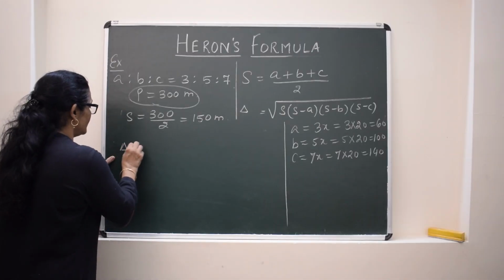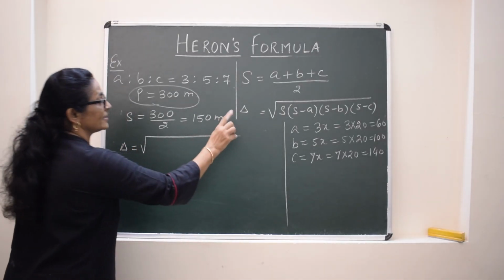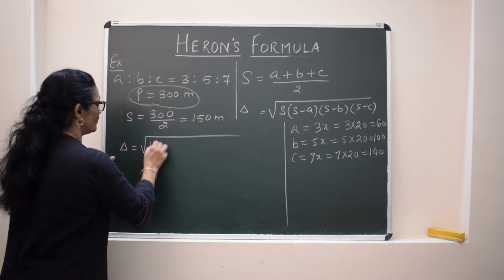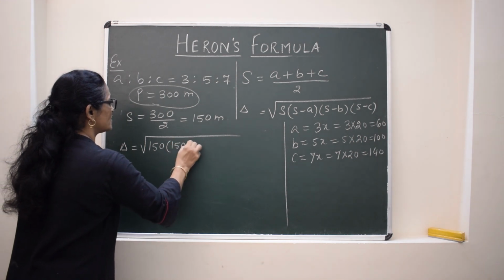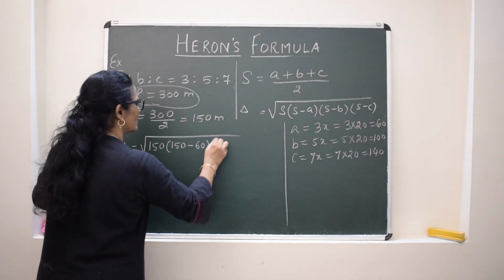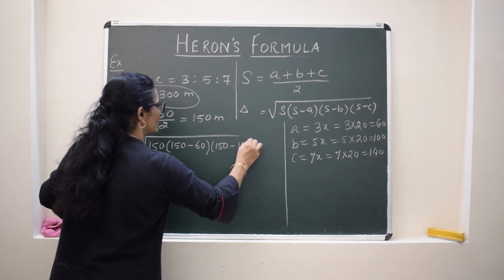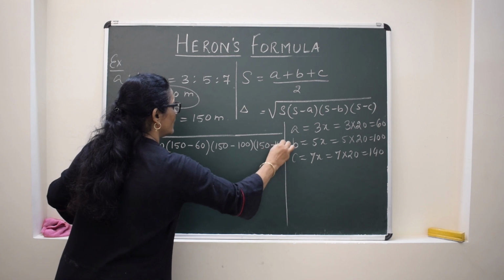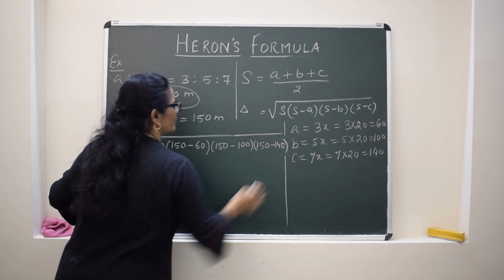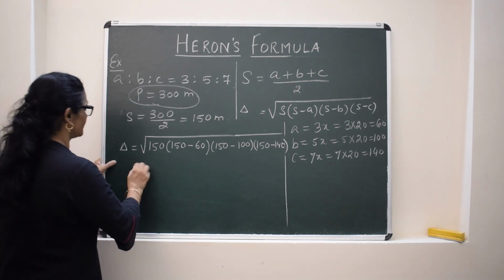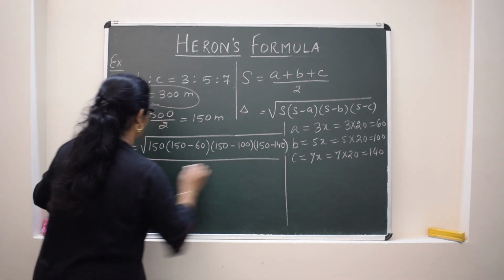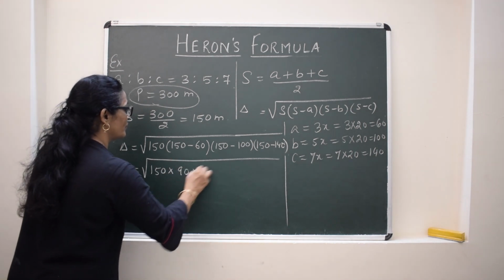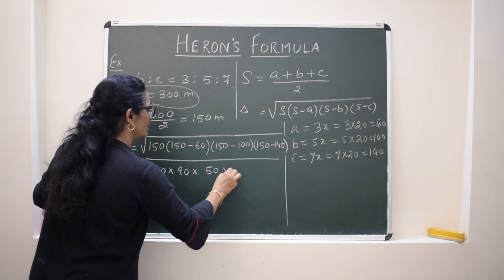Now we'll apply the formula. Area of triangle is equal to square root of S into S minus a into S minus b into S minus c, where S is 150, first side is 60, second side is 100, and the third side is 140. So we will open the brackets: 150 into 150 minus 60 is 90, 150 minus 100 is 50, and this is 10.